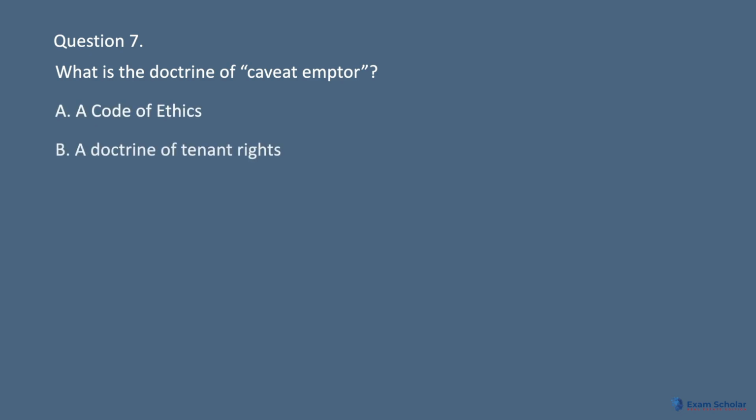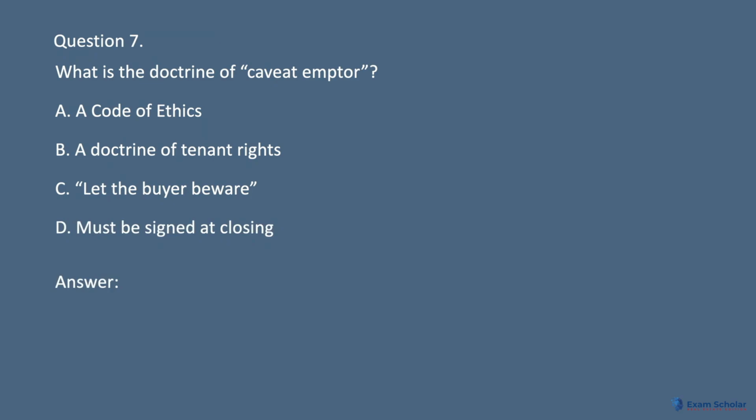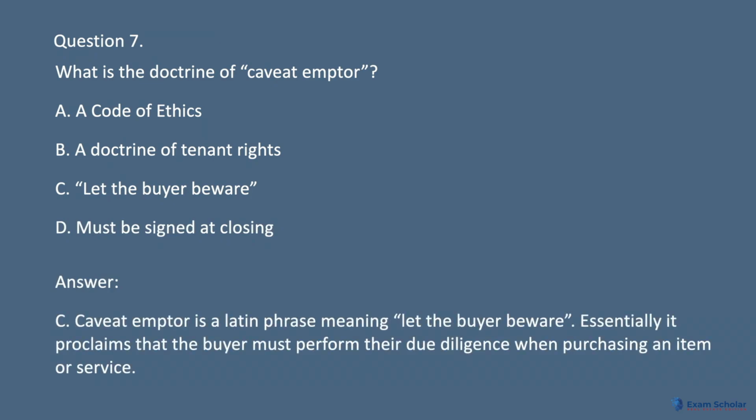Question 7. What is the doctrine of caveat emptor? A. A code of ethics. B. A doctrine of tenant rights. C. Let the buyer beware. D. Must be signed at closing. Answer. C. Caveat emptor is a Latin phrase meaning let the buyer beware. Essentially, it proclaims that the buyer must perform their due diligence when purchasing an item or service.